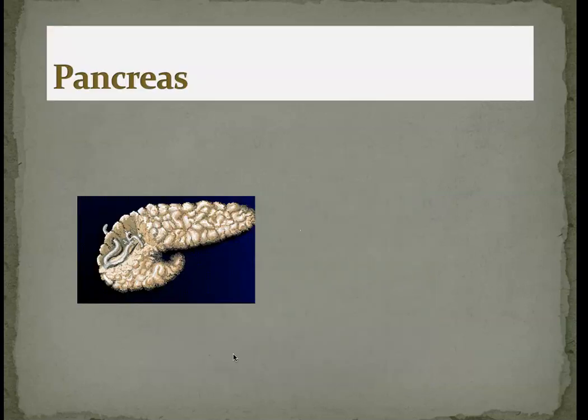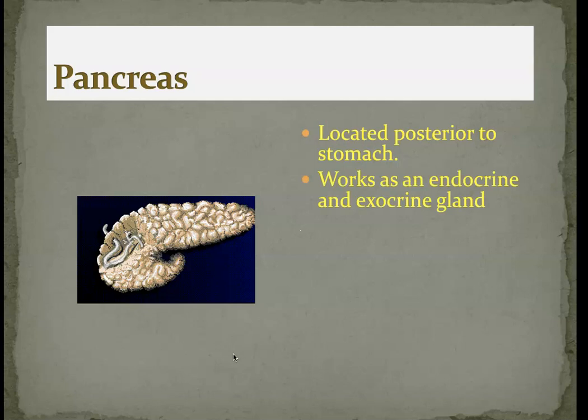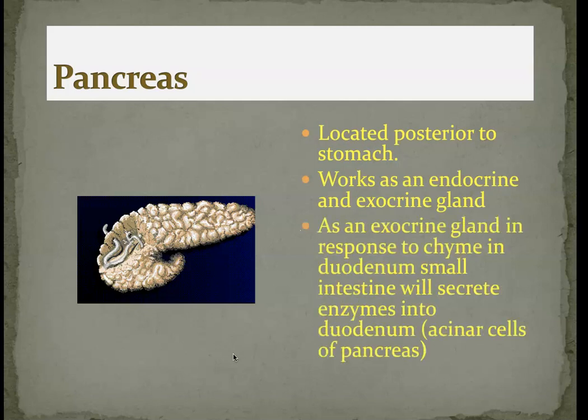The pancreas is the other accessory organ. The pancreas is posterior, behind the stomach. Remember that from lab. It works as an endocrine and an exocrine gland. You're probably most familiar with it in terms of insulin. We've probably already talked about that when we talked about homeostasis. But it is the primary organ responsible for digestion, providing the enzymes to the small intestine to allow for digestion of the fuel nutrients.